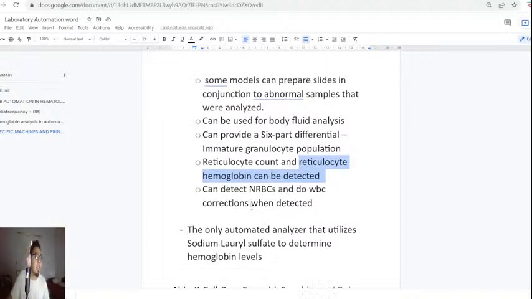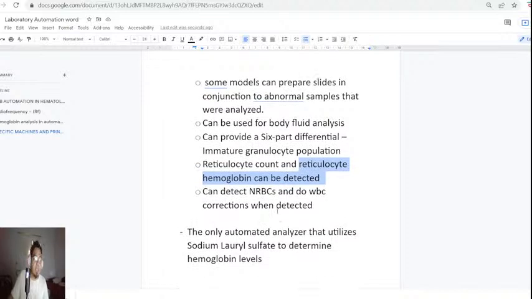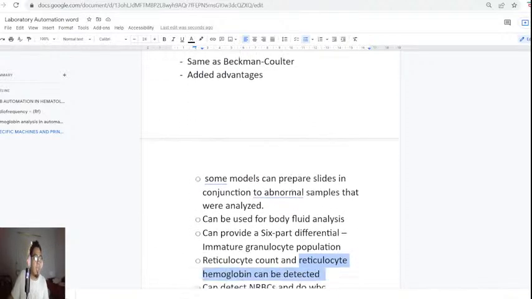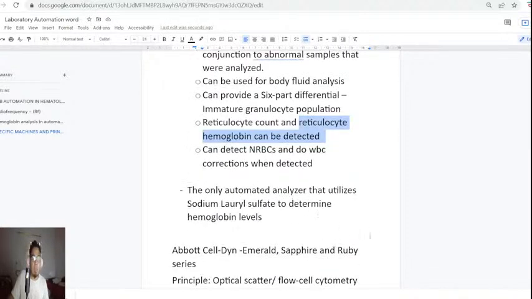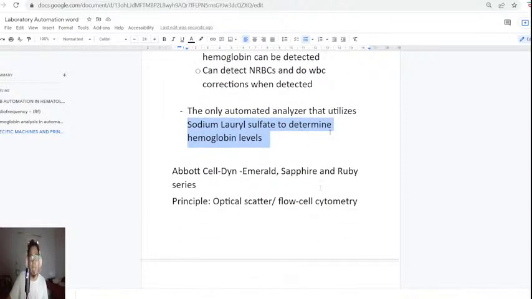Okay? Next, it is capable of detecting NRBCs and do corrections when detected, similar to Beckman-Coulter's premier machines or analyzers, and the only automated analyzer that uses sodium lauryl sulfate for determining the hemoglobin levels.